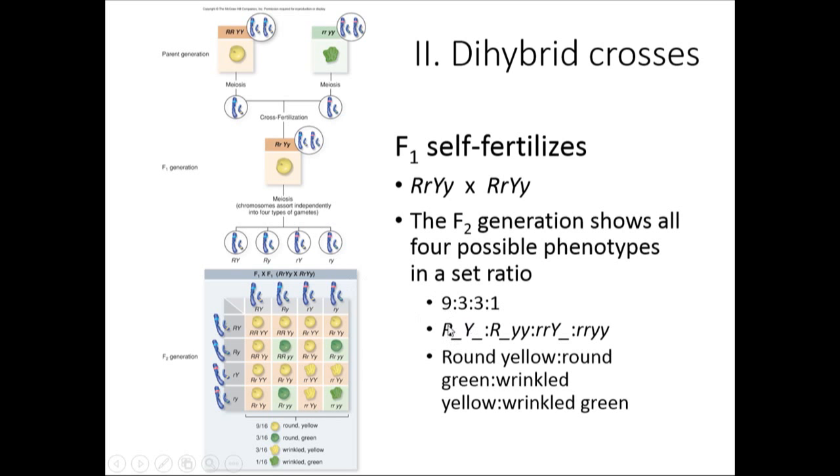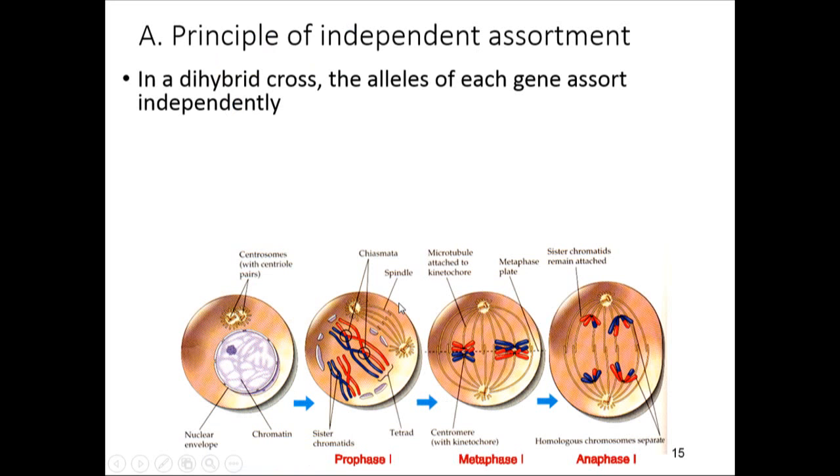So 9 dominant round yellow, 3 round wrinkled, 3 wrinkled green, and 1 the recessive true breeding type, that would be green and wrinkled. Okay, and they came up with this 9-3-3-1 ratio. That's when doing a dihybrid cross.